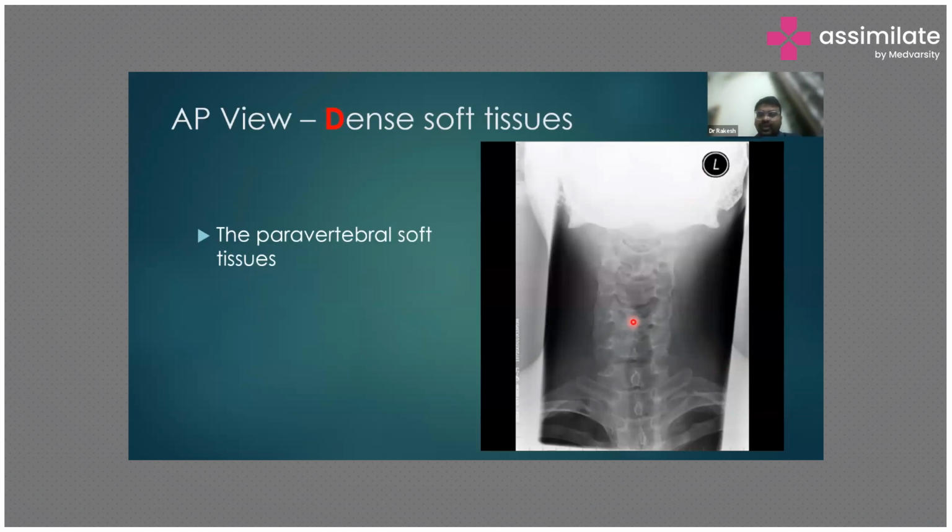All the spaces should be equal in height and similarly symmetrical on the left and right. Soft tissues, look at the paravertebral soft tissue densities. So is there any abnormal hyperdensities in the paravertebral soft tissues? It may indicate a bleeding hematoma, rapidly swelling in the neck, which may soon compromise your airway.